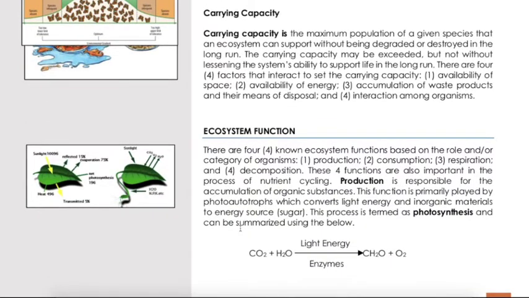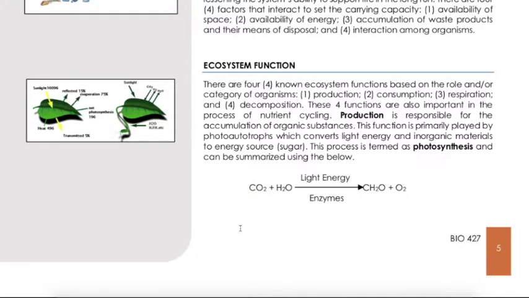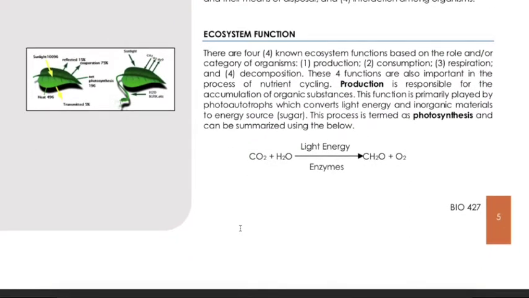So for the ecosystem function, it's just a reiteration of the different categories of biotic factors of the ecosystem. Since you have the producers, their main function is production. They are responsible for the accumulation of organic substances primarily because of the process of photosynthesis, of which you can see the summary of the process. So photosynthesis is the process which involves CO2 or carbon source, water, and of course the light energy. So it produces energy in the form of sugar, and you have also the oxygen.